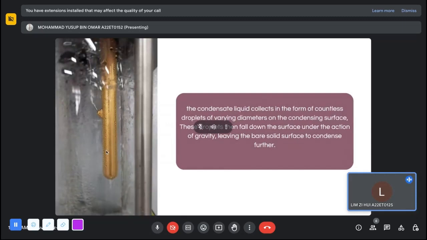This picture is for the dropwise condensation. You can see that the condensate liquid collects in the form of countless droplets of varying diameters on the condensing surface, and then these droplets fall down the surface very fast compared to film-wise condensation. Next.